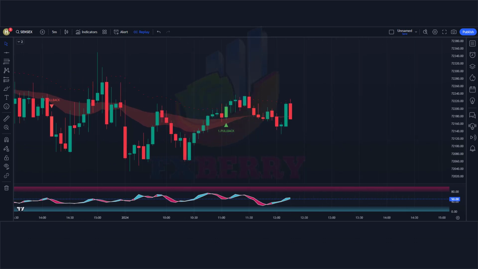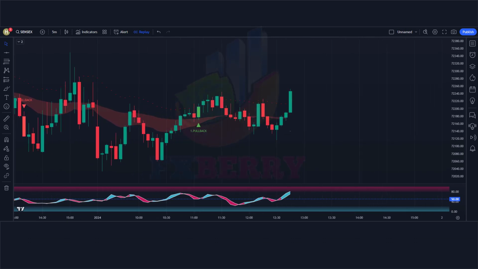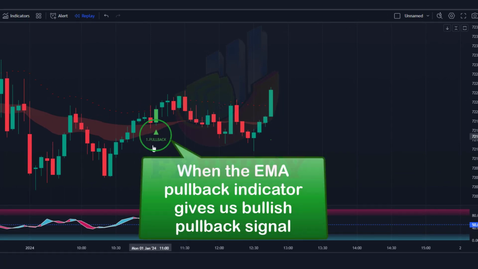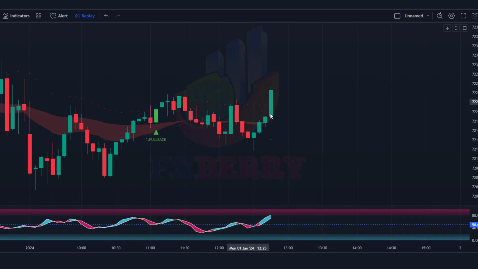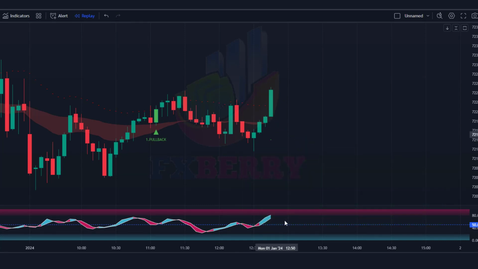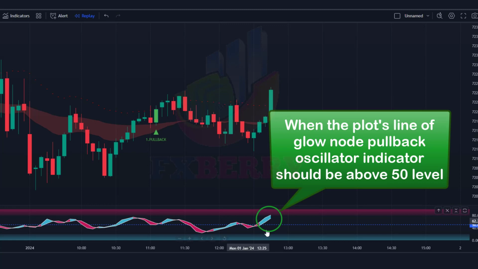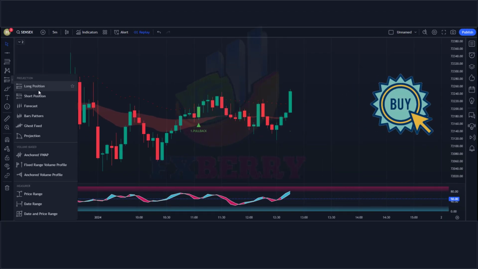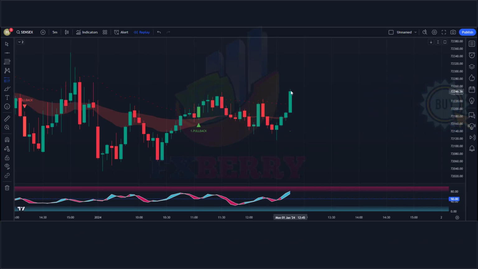Now, let's understand the concept where we will take buy and sell trades based on their conditions. When the EMA pullback indicator gives us bullish pullback signal, when the market forms a bullish candle and stop line is green, and when the plot line of Glow Node pullback oscillator indicator is above 50 level, if these conditions are fulfilled, then we will place buy order.